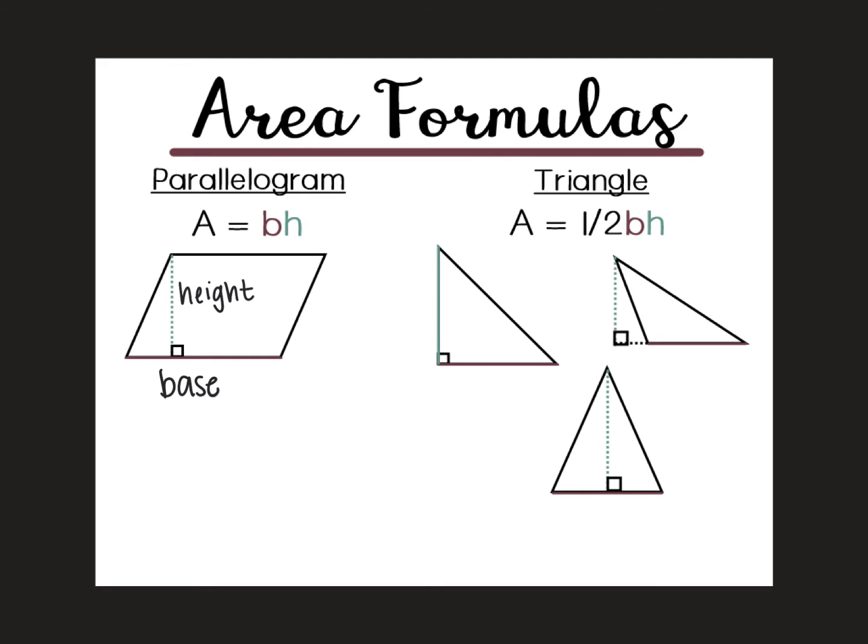For a triangle, the formula is 1/2 base times height. Sometimes it's written as base times height divided by 2. They really mean the same thing. Again, the base is going to be across the bottom. It will also be attached to that right angle. And then the height is in various places.